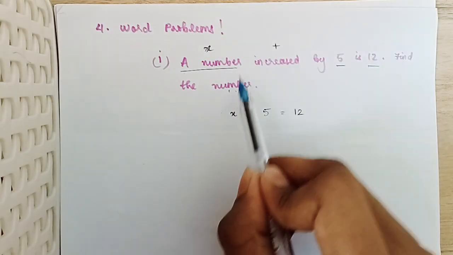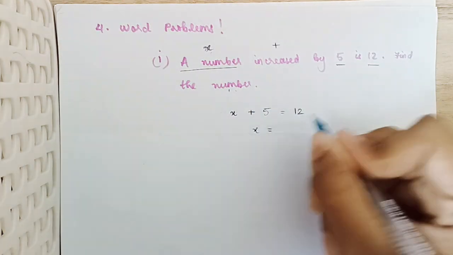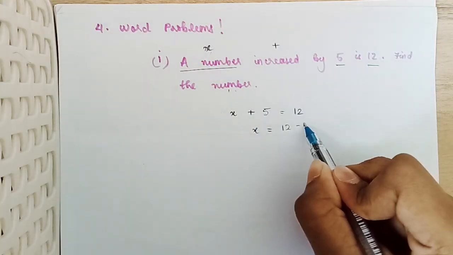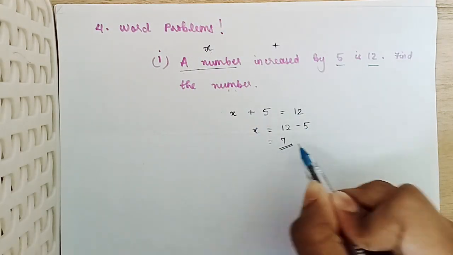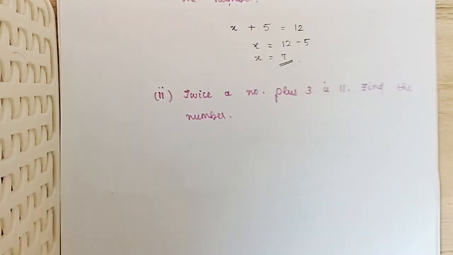Find the number. The number is x. So we need to find x. How do you do that? X will be equal to 5 goes to the other side, so it becomes minus 12 minus 5, which will be 7. This is how you find the answers for word problems. Let's have a look at another question.